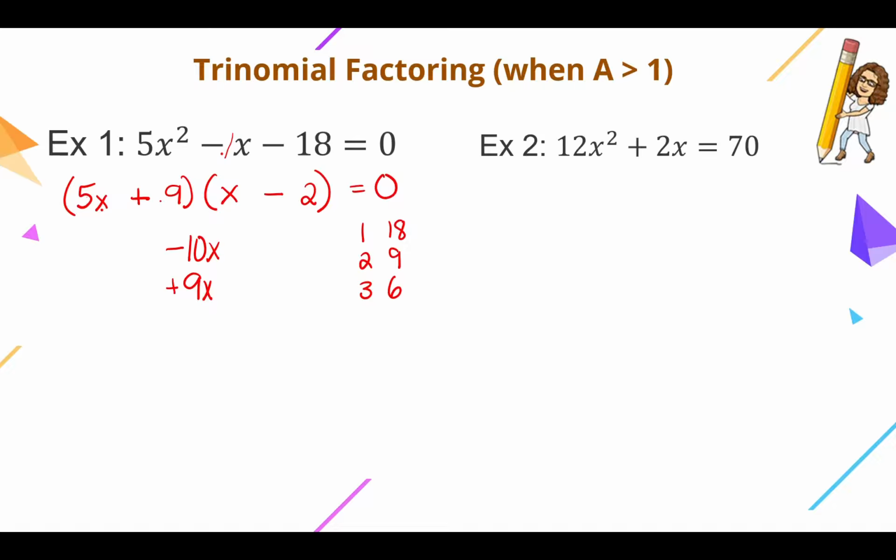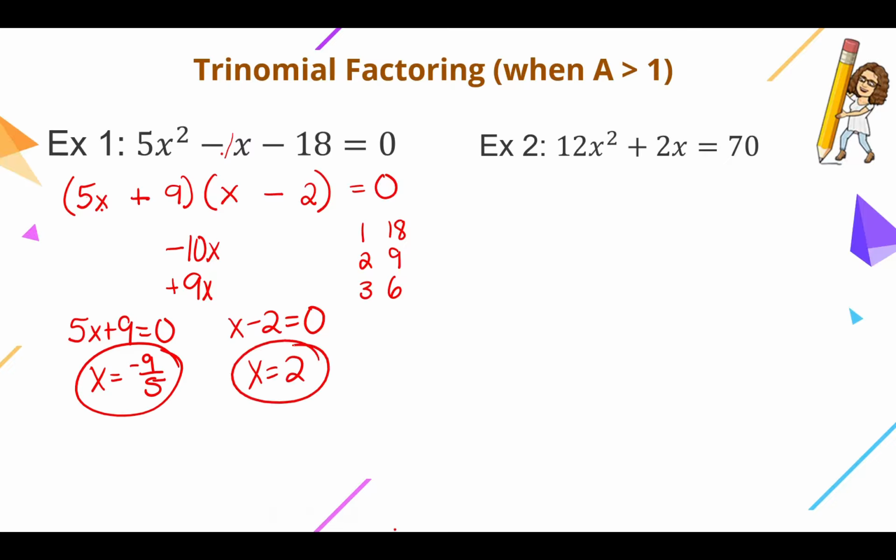And then I'm going to double check. 9 times negative 2 does in fact give me negative 18. That is the one thing when you're doing this method: make sure that you multiply the last two numbers to make sure you have the right sign on the end there. So that means I need to set 5x plus 9 equal to 0 and x minus 2 equal to 0. So I'm going to get x equals negative 9/5 over here and x equals 2 over there.